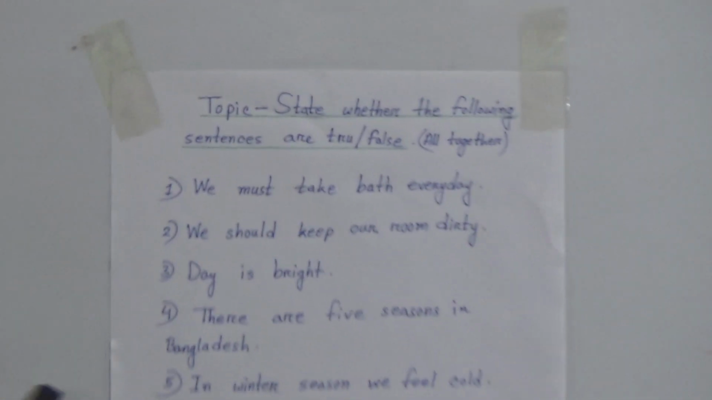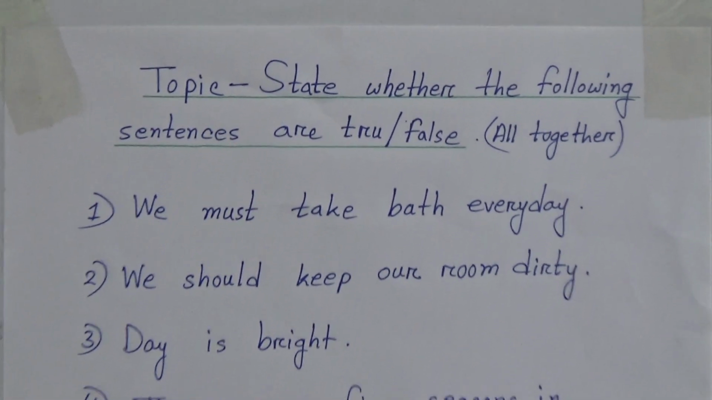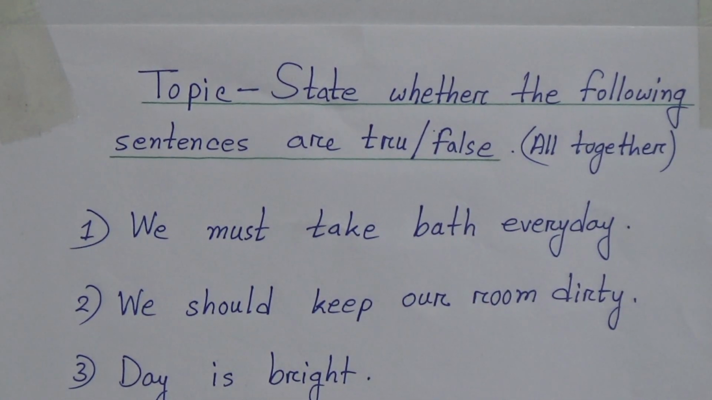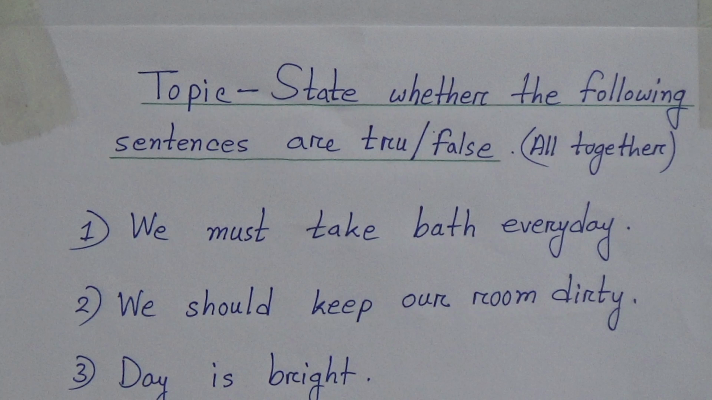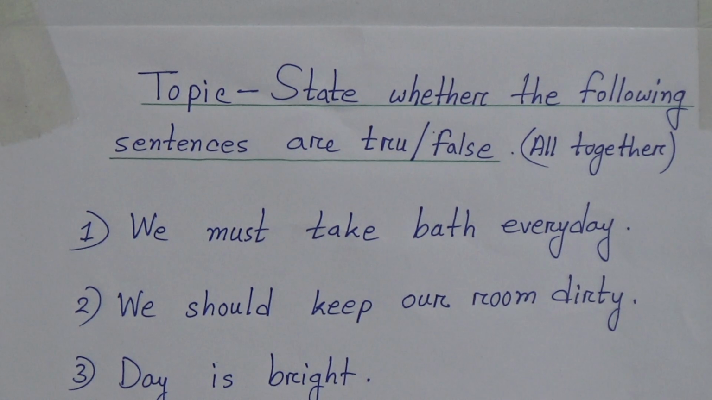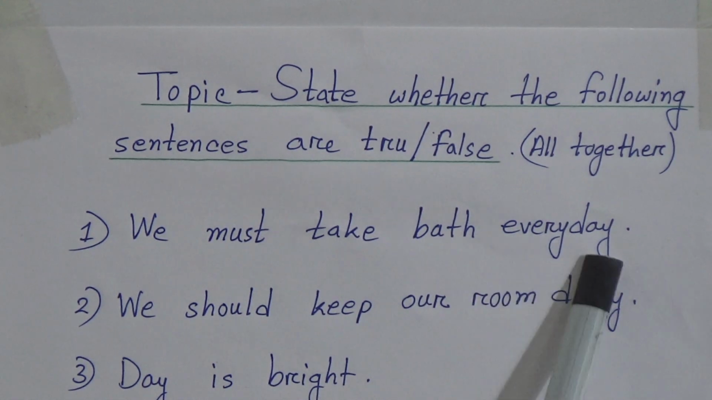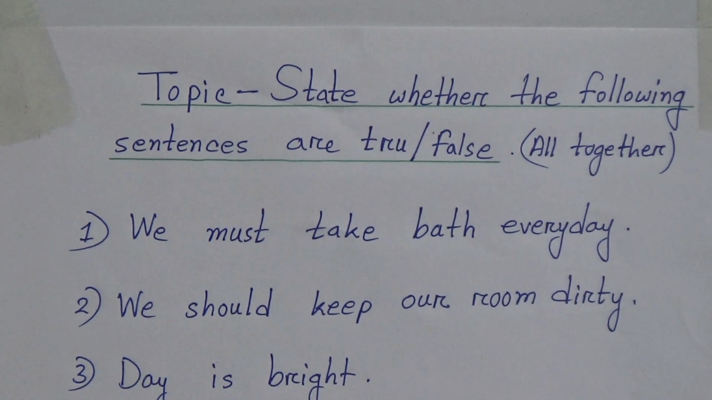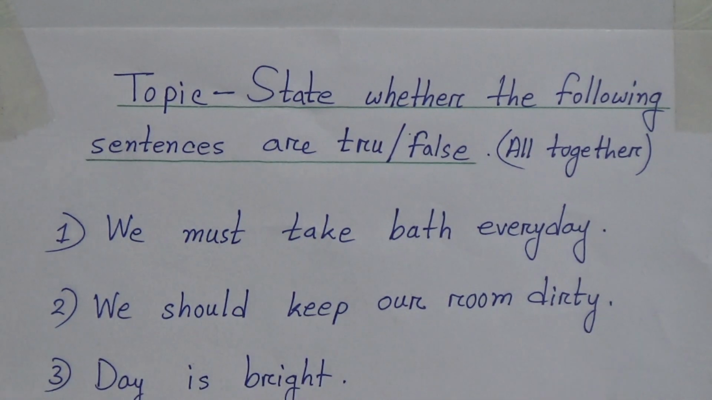Students, you can see here is total 1 to 10 true false, and today we will solve this, and this is also our RW class. We have already done this topic and this is our RW class. One number here is we must take bath every day. Students, if this statement is true, then we will write here T, that means true, and if the statement is false, then we will write here F, that means false.